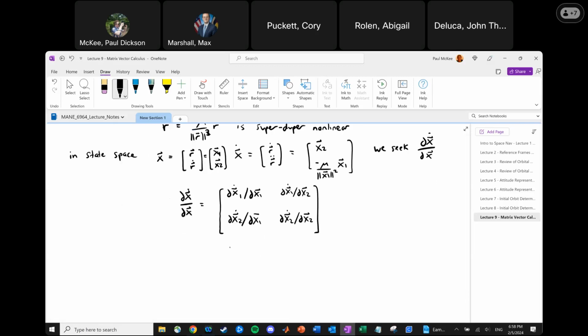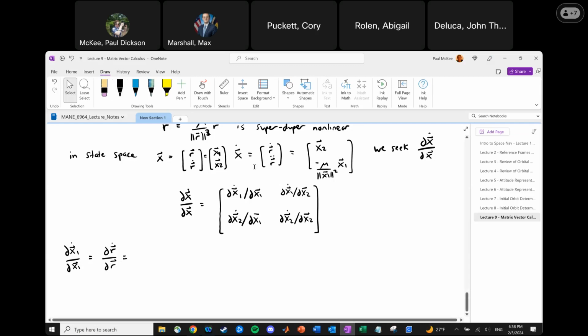The derivative of x1 dot with respect to x1, we're putting that back in terms of r and v. That's the same thing as saying, what is the derivative of r dot with respect to r? Let's just look at the equation, right? R dot is another one of the states. R dot has nothing to do with R. Therefore, this is going to give us a 0 matrix. We still need to maintain that it's a 3x3.